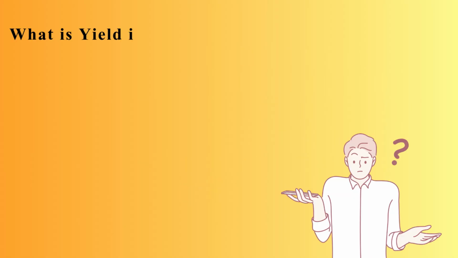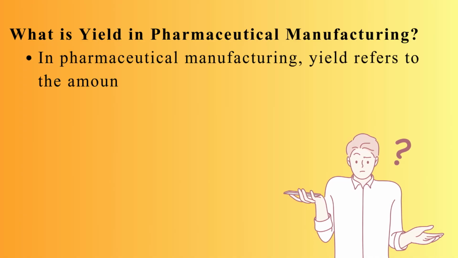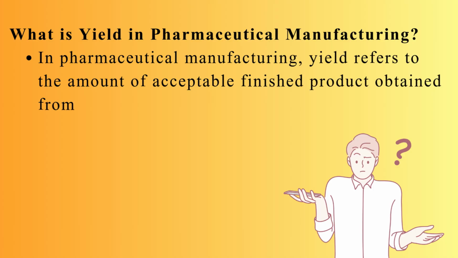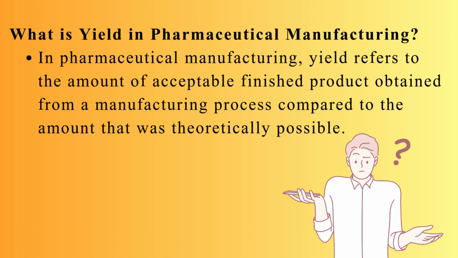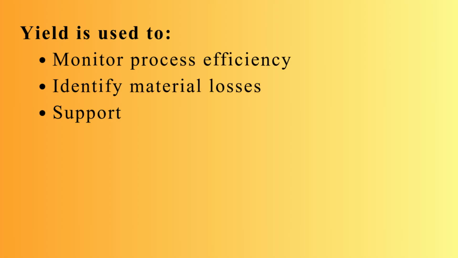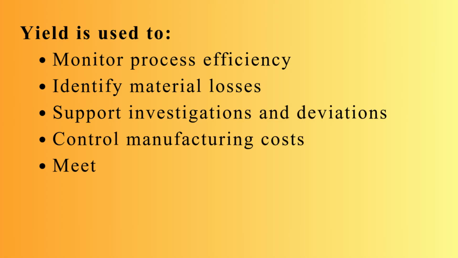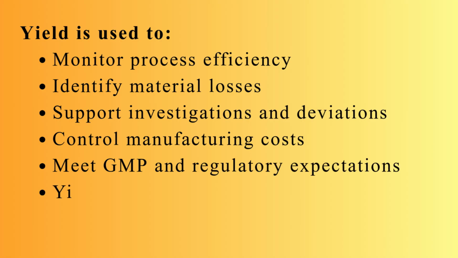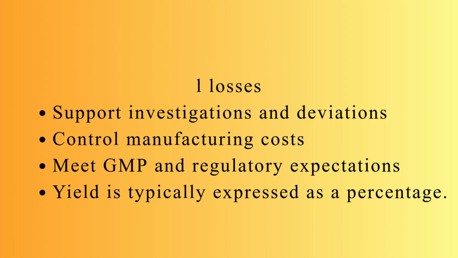What is yield in pharmaceutical manufacturing? In pharmaceutical manufacturing, yield refers to the amount of acceptable finished product obtained from a manufacturing process compared to the amount that was theoretically possible. Yield is used to monitor process efficiency, identify material losses, support investigations and deviations, control manufacturing costs, and meet GMP and regulatory expectations. Yield is typically expressed as a percentage.